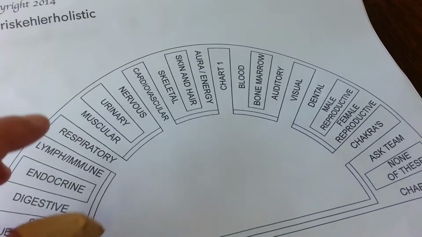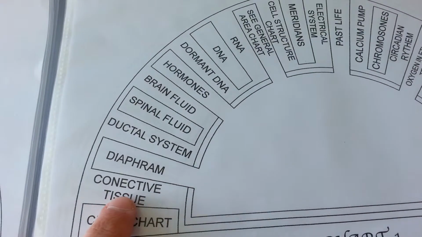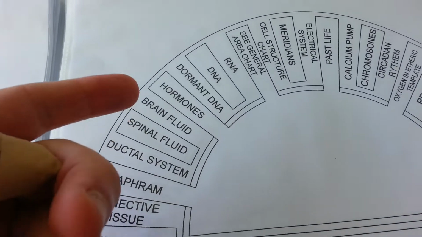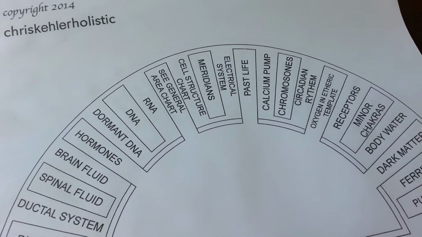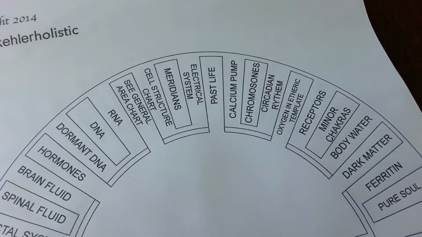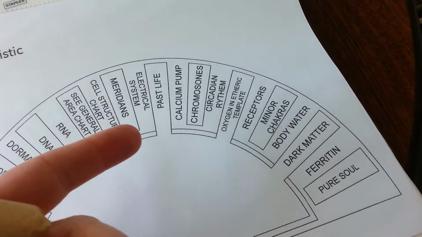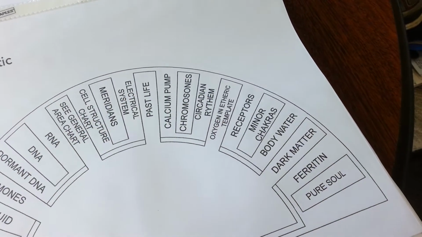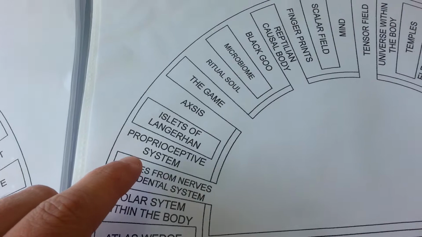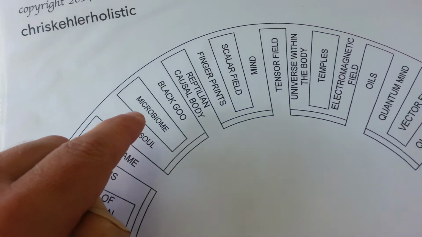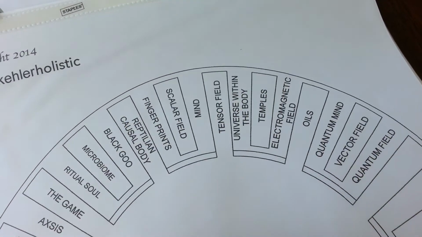Also it might direct me into another chart. What you've got here is Chart 1. You've got Chart 2 down here, which goes to other areas of the body: working within your cells, connective tissue, ductal system, which is your lymphatic system, spinal fluid, brain fluid, working on your hormones, dormant DNA, RNA, also cell structure, meridians, which again are energy points within the body, your electrical system, working on a past life, chromosomes within the DNA, circadian rhythm, your body water, and your soul, and so on. That's within that chart, and also working on other areas of the body which are a little bit more energetic, within the mind, the temples, and different fields of the body, the electromagnetic field as well.